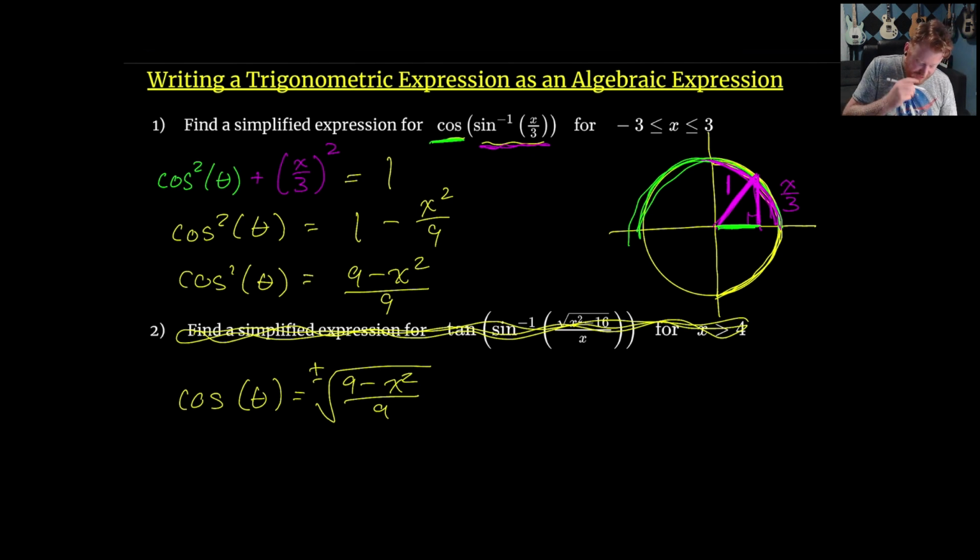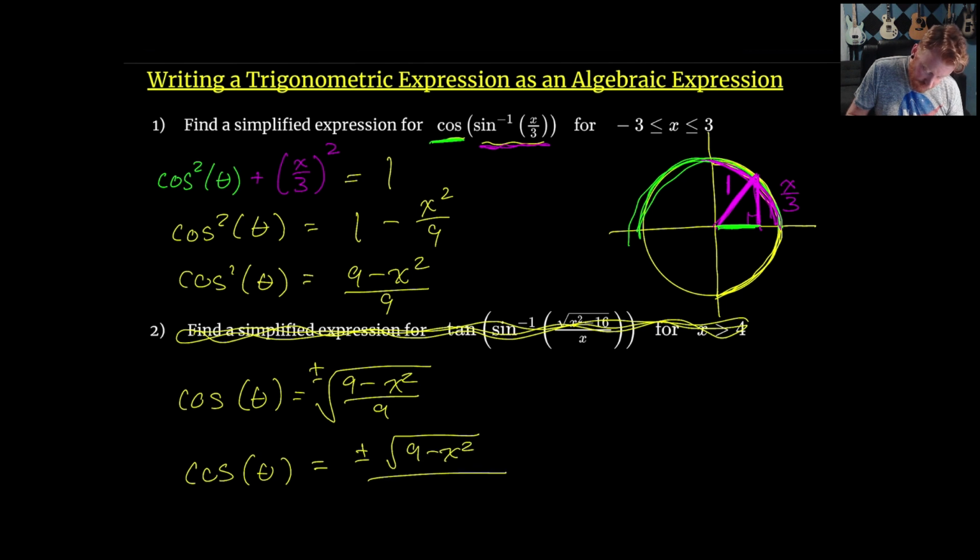I've taken the square root now, so I just have the cosine on the left-hand side is equal to plus or minus the square root of 9 minus x squared over 9. I can actually take the square root of the bottom portion there. Well, the cosine of theta is equal to plus or minus the square root of 9 minus x squared all over 9. And now we need to decide if we want the positive or the negative version here.